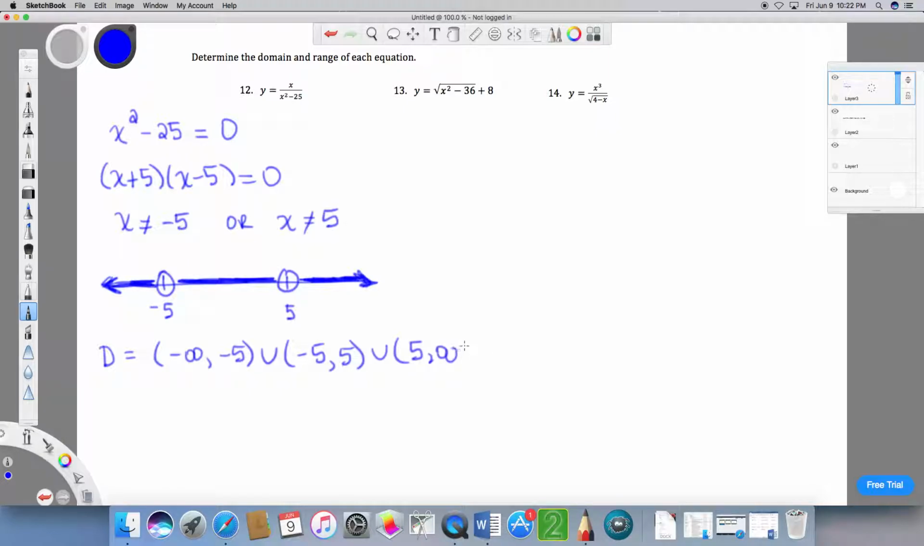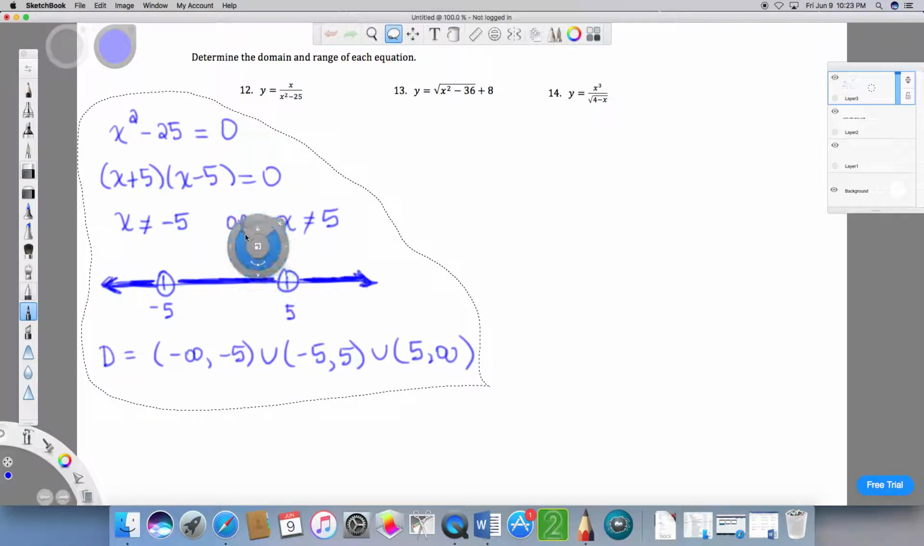Until you get used to writing that, I would suggest that when you go from your equations, you sketch it on a number line, and then from that sketch you write your answer using interval notation. Now for the range, it's a little more difficult. We're going to use the graph of this to help us find the range.